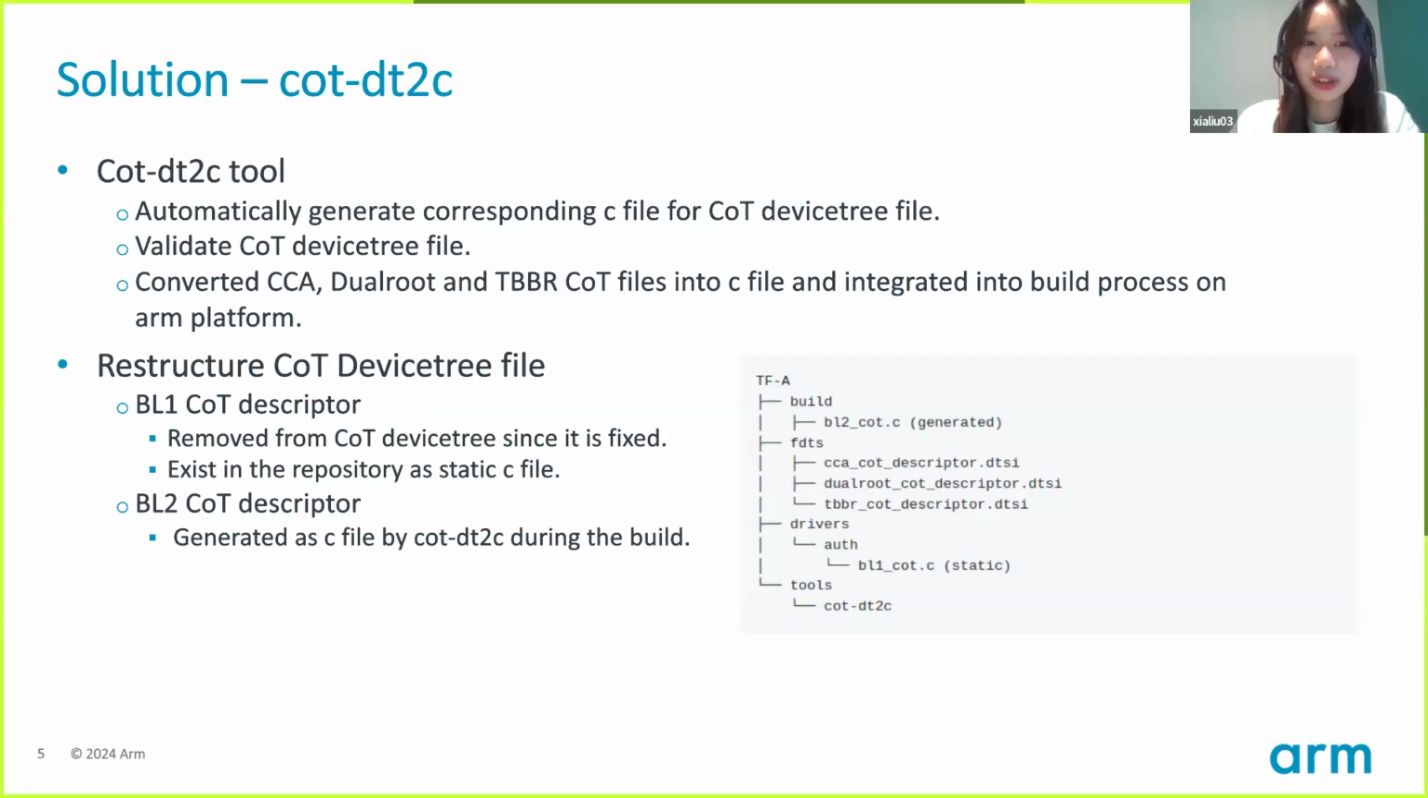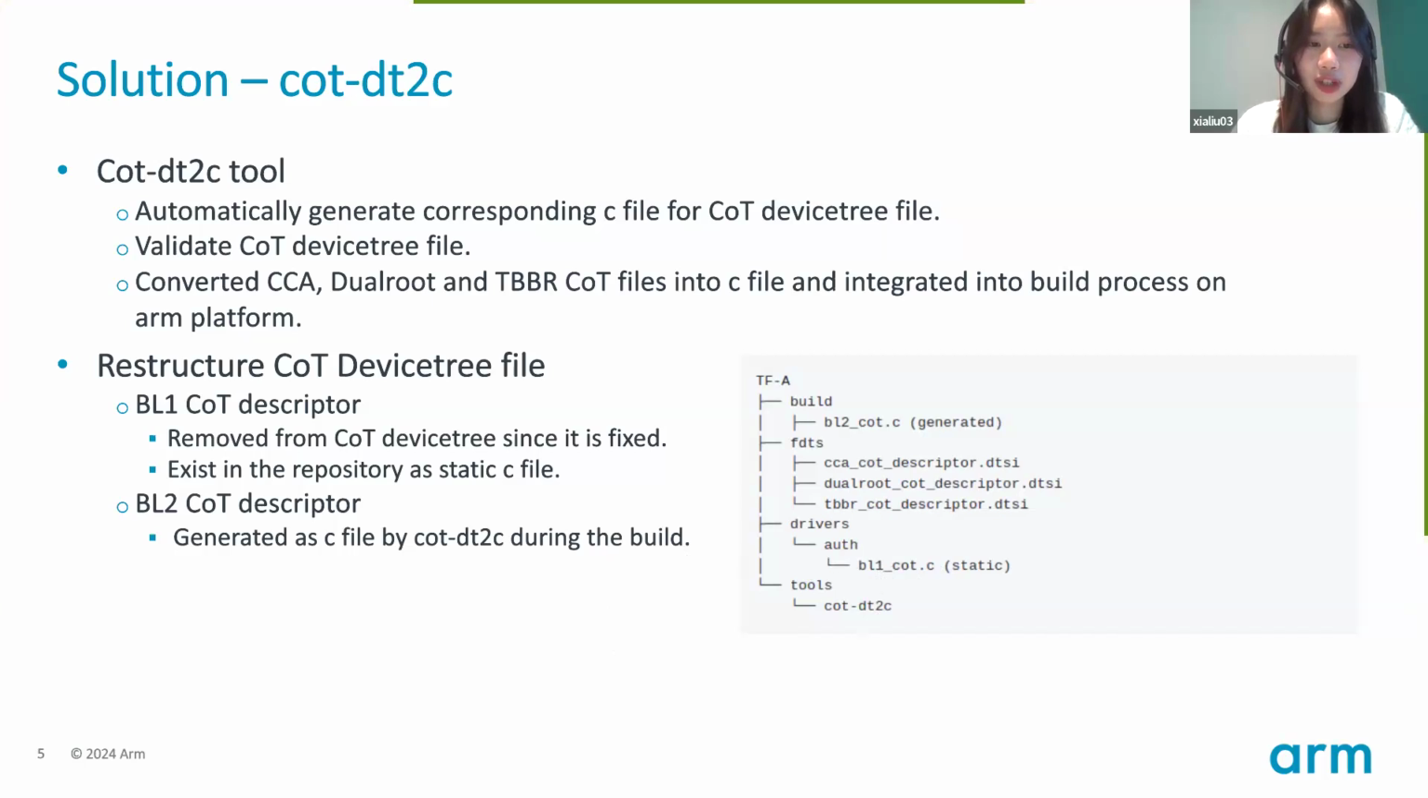We also restructured the COT device tree. We removed the BL1 chain of trust descriptor from the device tree and moved it to a static C file. As you can see in the picture, there's only one BL1 chain of trust C file under the drivers folder. We do this because the images involved in the BL1 stage are pretty much fixed, so we found it suitable to just use a static file for it.